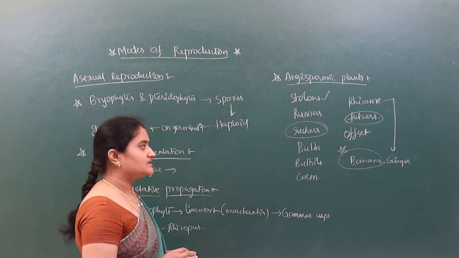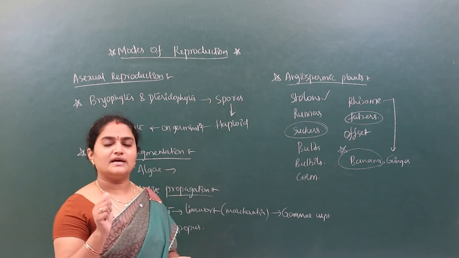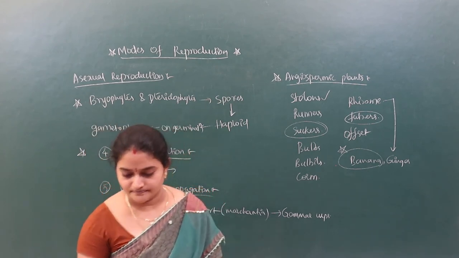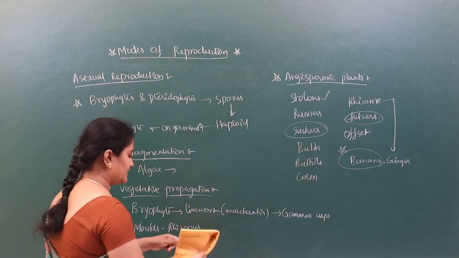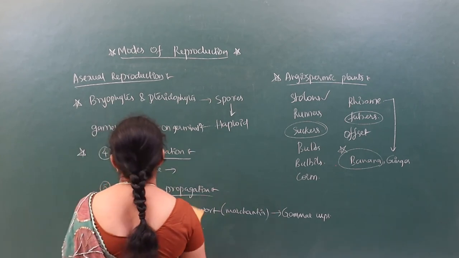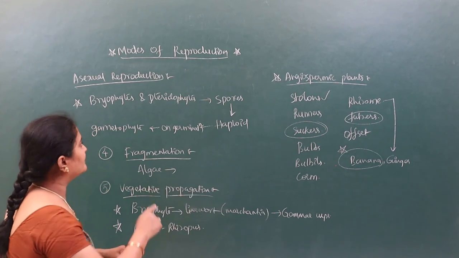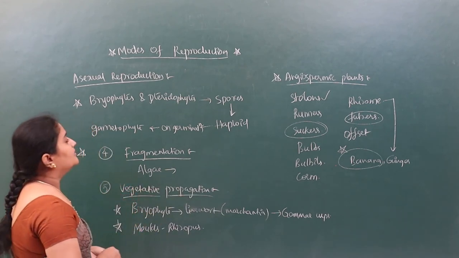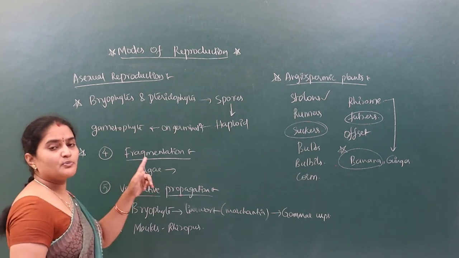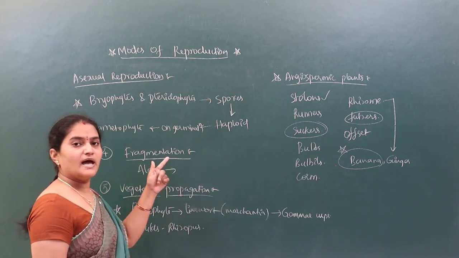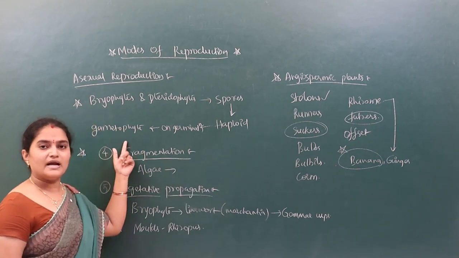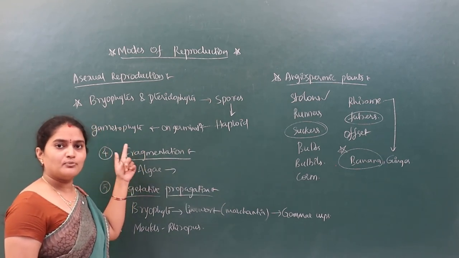Next, for vegetative propagation, the best example that we can include is water hyacinth. So once again, we'll go with this one. Asexual reproduction by the pteridophytes and the bryophytes: they exhibit spores. These spores are haploid. On germination, they give rise to a gametophyte, and this gametophyte is also haploid.